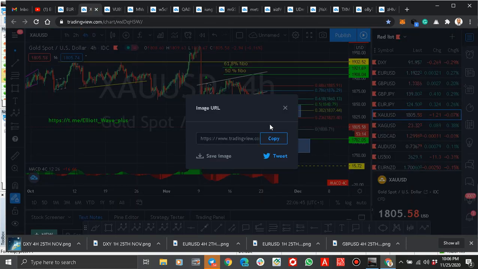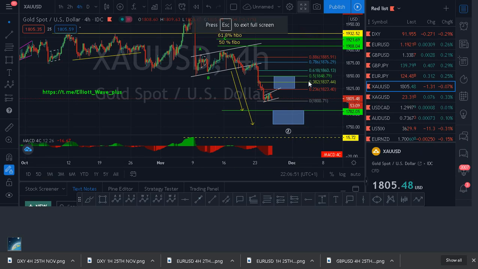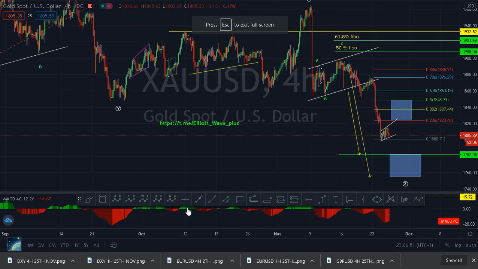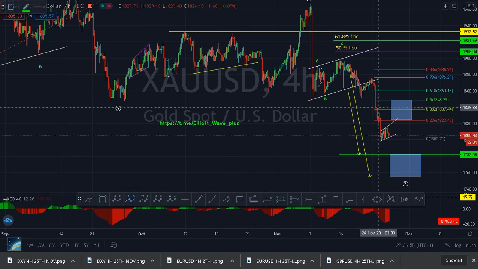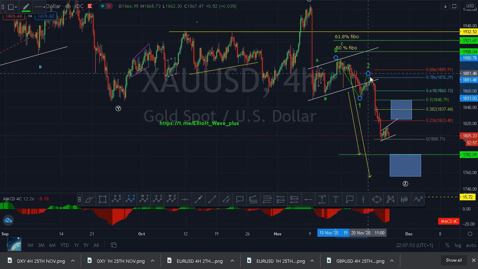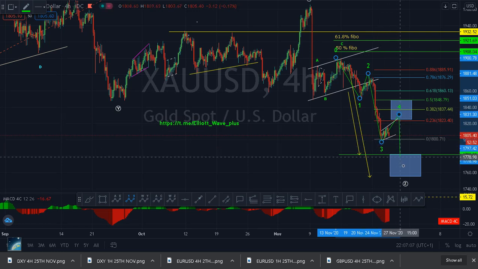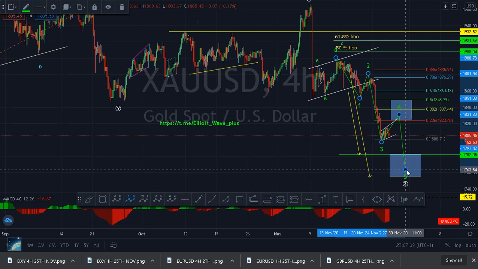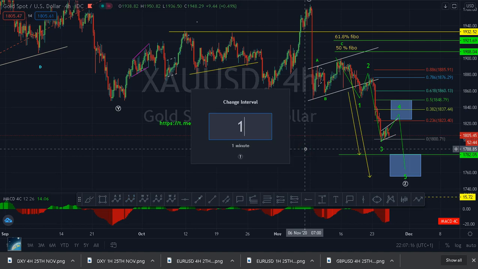Then okay, and that's the last chart I'm showing, which is gold. This is the live market on gold. So what we are expecting on gold is this is wave 1, 2, 3. We are looking for 4 here and 5. So that's for gold. There is nothing to show on 1 hour on gold.